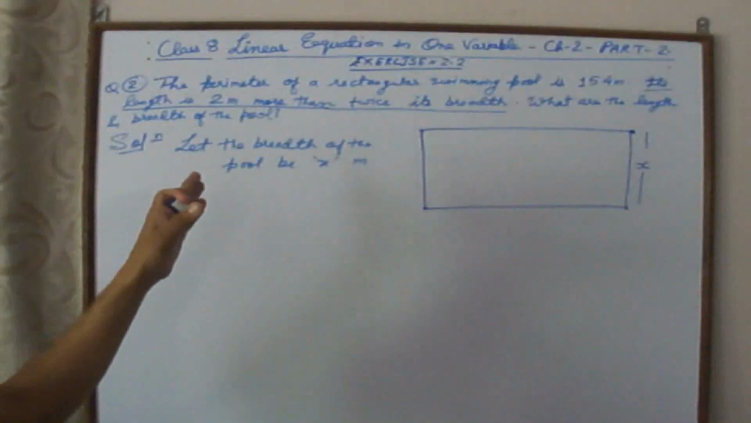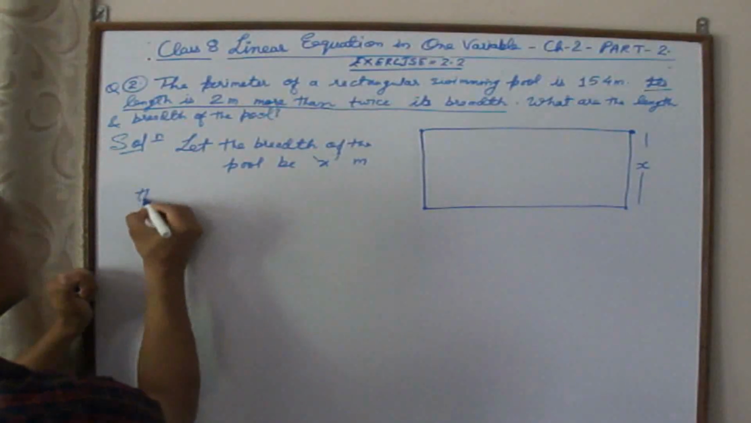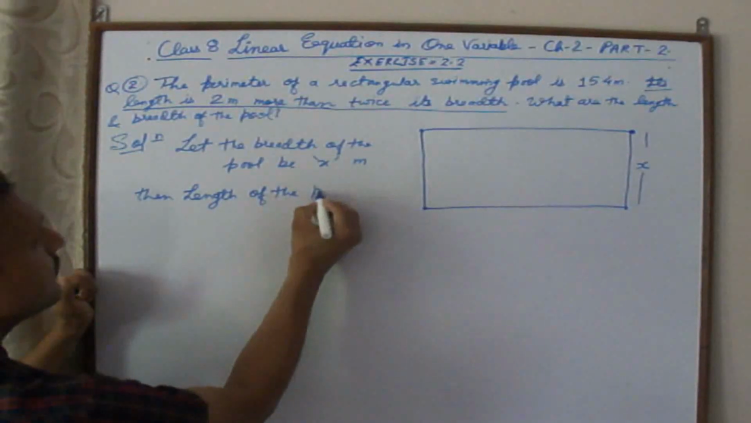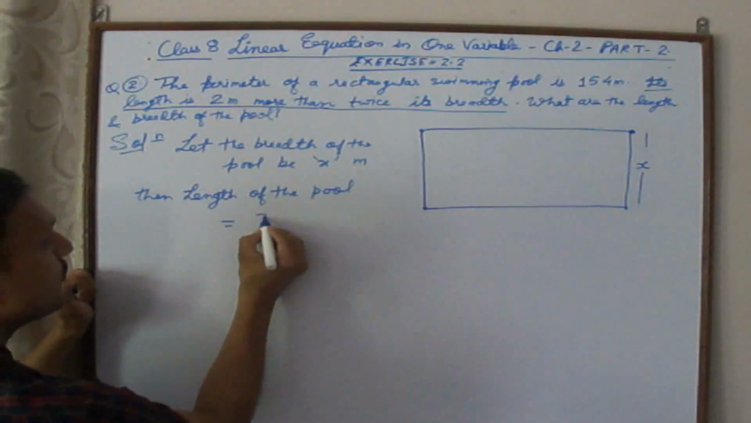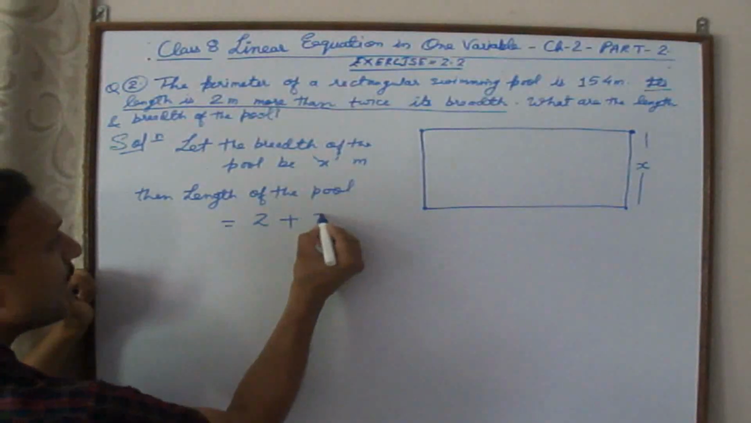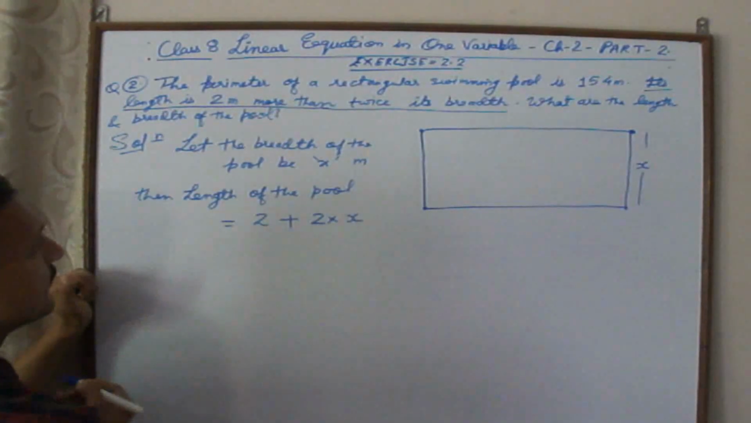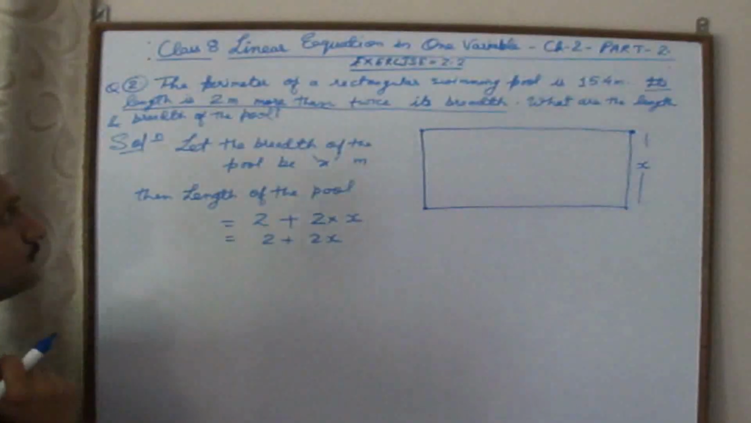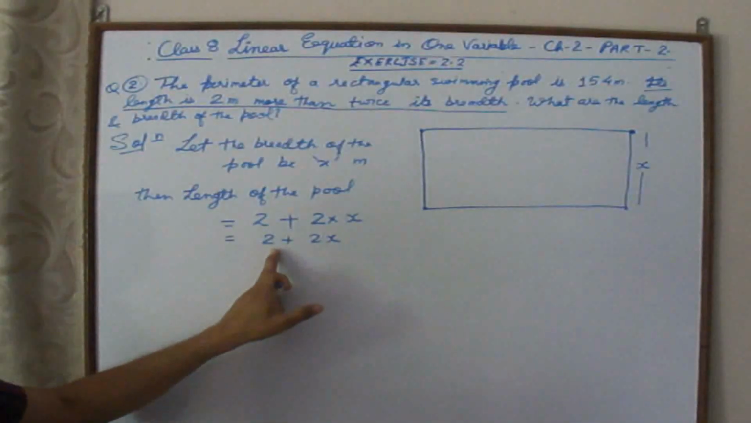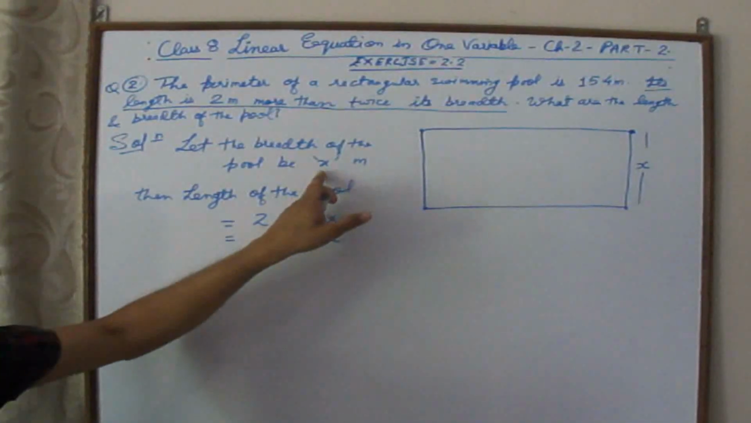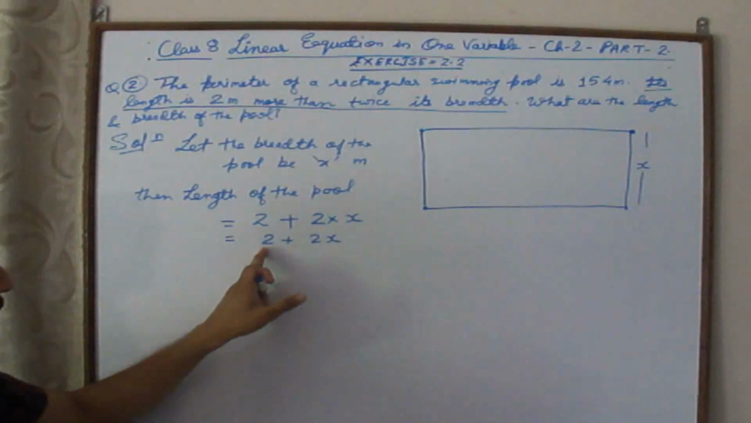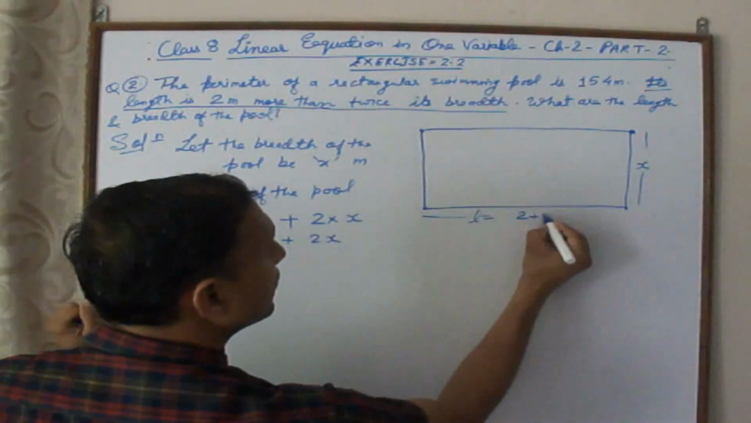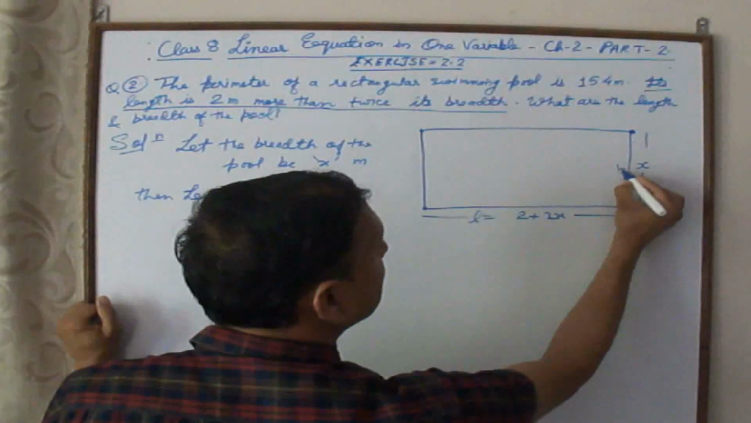Length is 2 meter more than twice the breadth. Then the length of the pool is equal to 2 meter more plus twice the breadth. Breadth is x, so that means 2 plus 2x. This is the length of the pool. So length equals 2 plus 2x and breadth equals x.